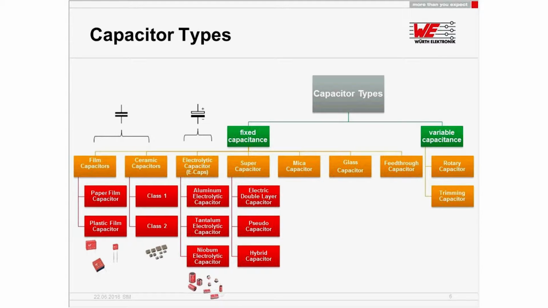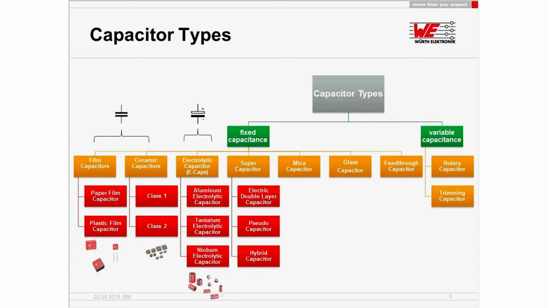Also for the fixed capacitors, the mica capacitors, the glass or the feed-through capacitors, they're not that important, they're still existing, but more important are the film capacitors, the ceramic capacitors, the electrolytics and the supercapacitors, because these are the main drivers nowadays in the industry of capacitors. For the film capacitors, you can differentiate between paper film and plastic film. For ceramic capacitors, you mainly have class 1 and class 2.